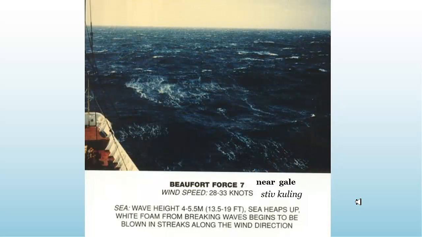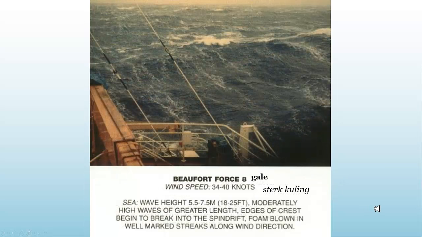Then 7, that's almost a gale. They don't give a gale warning at 7. They give it at 8. So 28 to 33 knots. In Norwegian, you say stiv kuling. The wave heights are getting up to about 4 to 5.5 meters, and we've got some serious weather. Now, this is a gale. In Norwegian, you say sterk kuling. 34, 35 to 40 knots. We have the seas getting up pretty high.